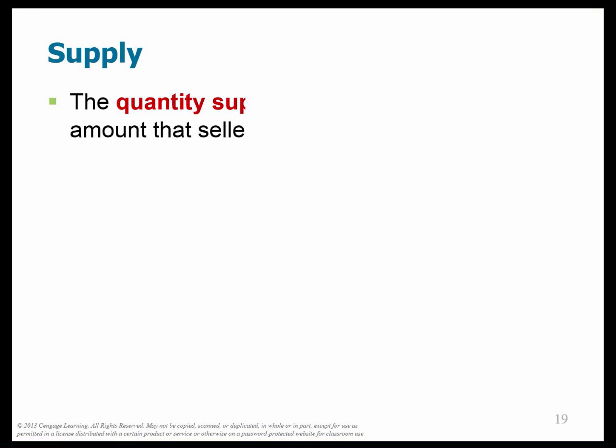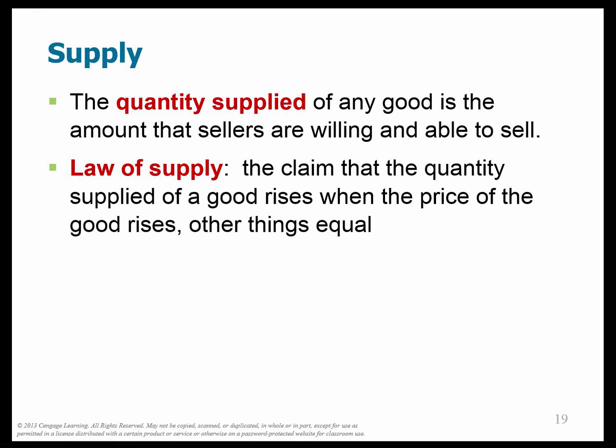Let's talk about supply here. This is really the exact same sort of ideas, except for just the firms creating the goods and not the people buying the goods. So everything is just flipped around. Again, we have quantity supplied, and we have this law of supply. Remember this, basically the law of supply is the opposite of the law of demand.